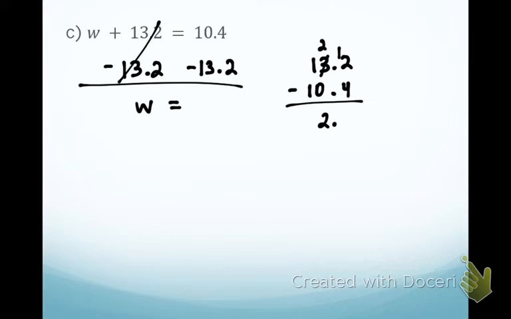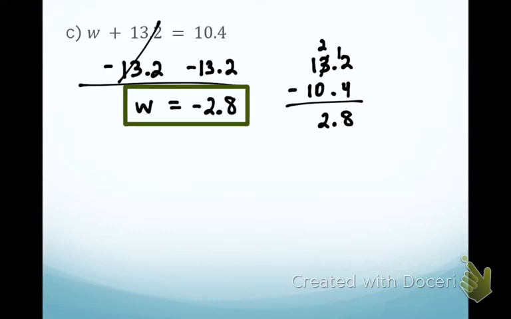Okay, we do get 2.8. Now take the sign of the larger number. Would that be a positive or a negative? Negative 2.8. Negative 2.8 is correct. Box that in.